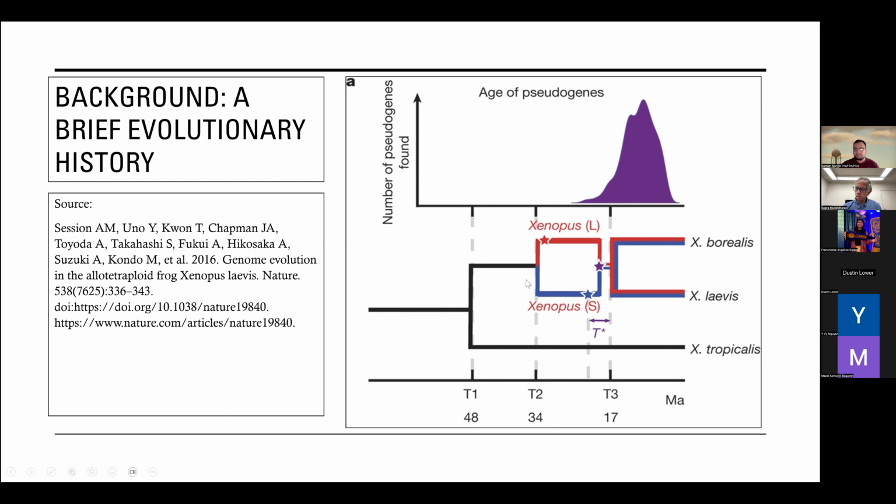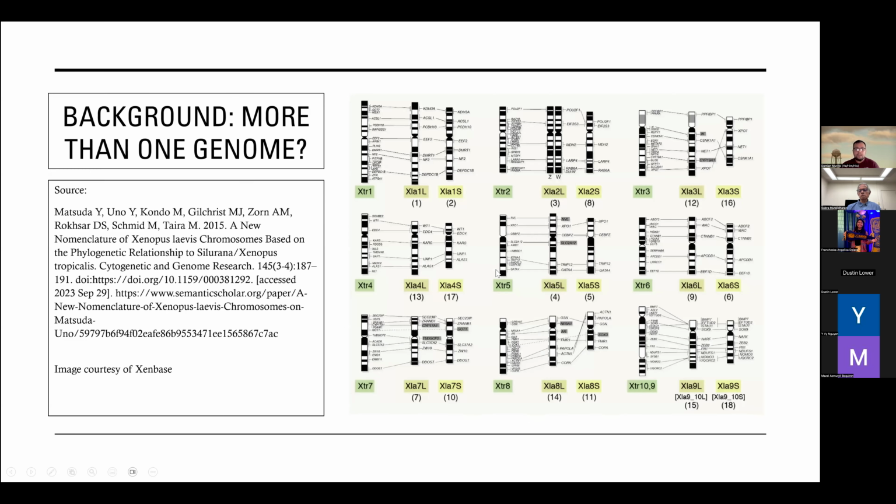And then there was some speciation event where the L Xenopus and the S Xenopus, roughly 34 million years ago, diverged. And then there was another fusion event where the L Xenopus and the S Xenopus mated and created an allotetraploid Xenopus laevis roughly 17 million years ago. And so it's interesting because allotetraploidy inherently means that there's not one quote unquote genome, there's actually 2 what are referred to as subgenomes.